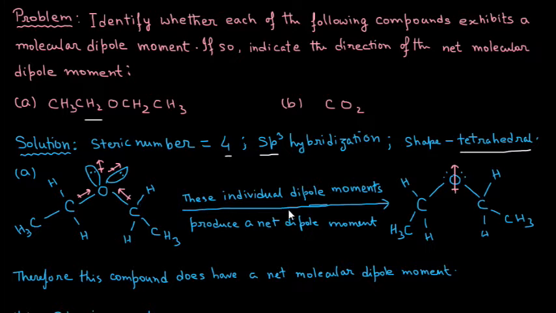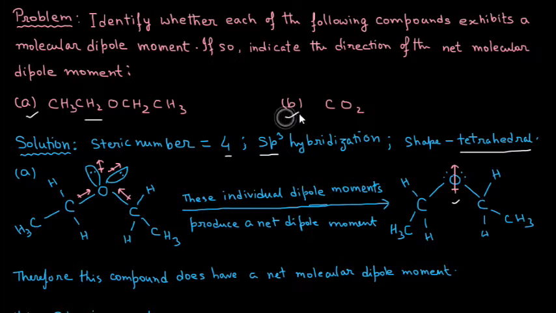If we do the vector sum of these individual dipole moments, then we get this direction. The parallelogram law of vector addition we have done in physics and mathematics, so the direction we can find out easily with that concept. The direction is as shown in the figure. So it gives the net molecular dipole moment. So part A we have explained.